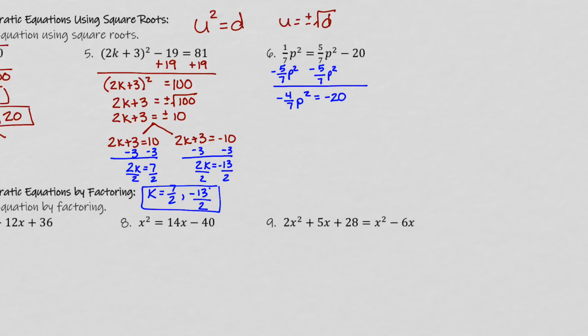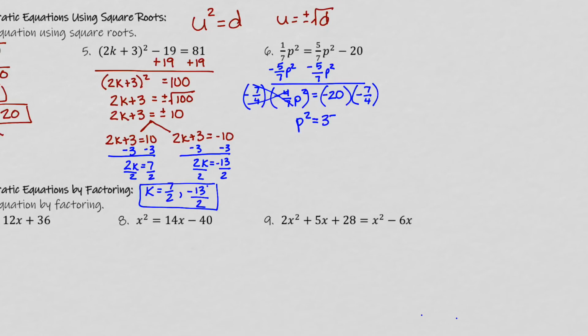And instead of dividing both sides by a fraction, it's easiest if you take this side and multiply it by a negative 7/4. Flip your fraction and multiply. These will cancel out to 1, so I'm left with p squared. So there's my u squared. Looks great. And then I have negative 20 times negative 7/4, which is 35. A negative times negative is positive. 20 divided by 4 is 5, and 5 times 7 is 35. Fastest way I find to get to it.